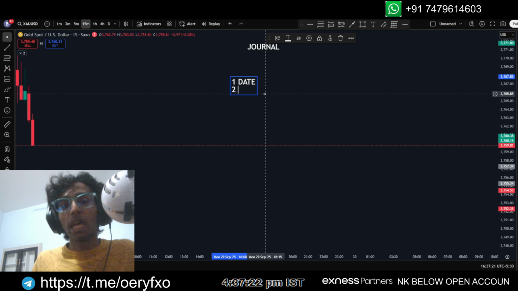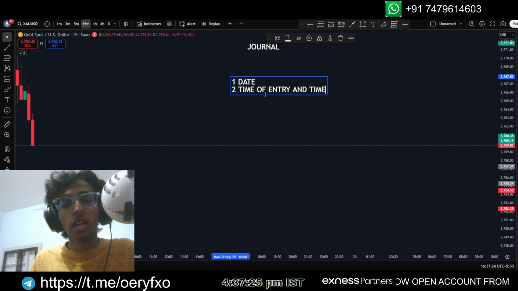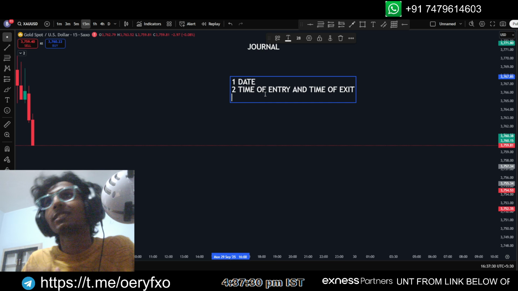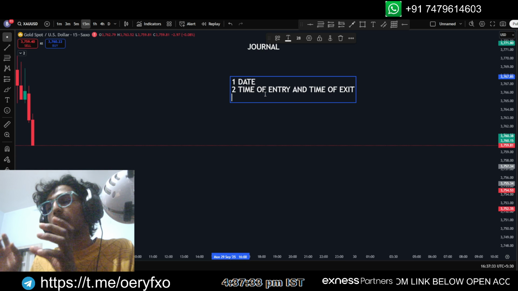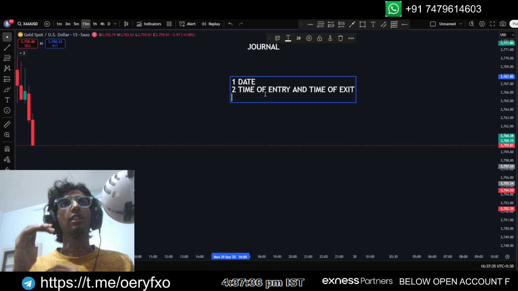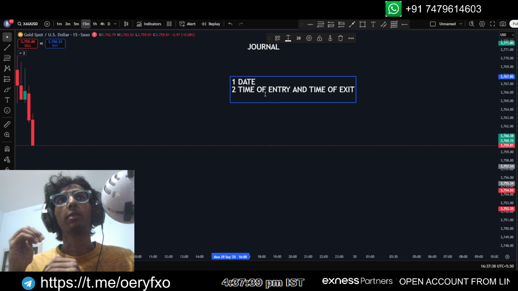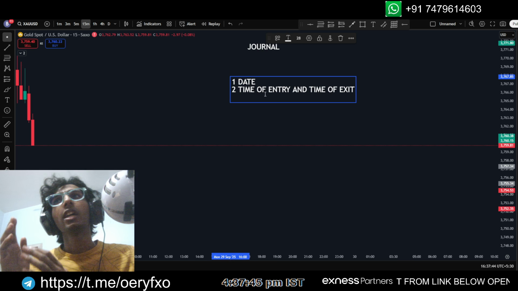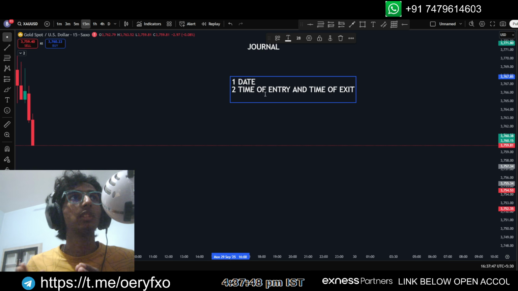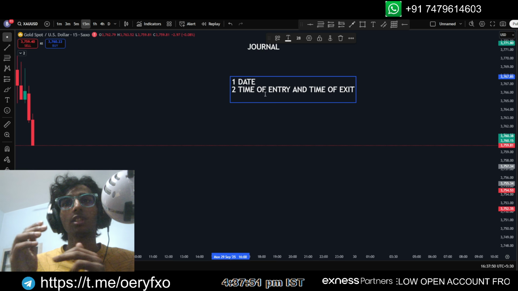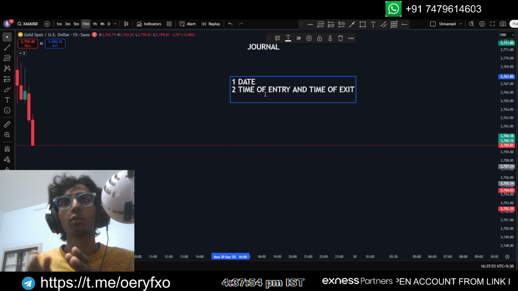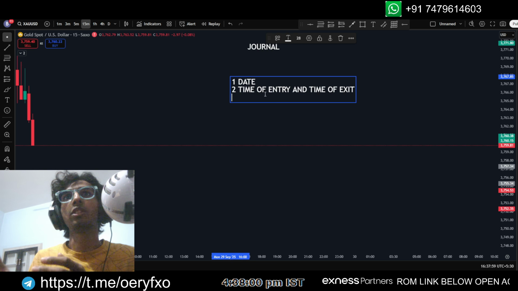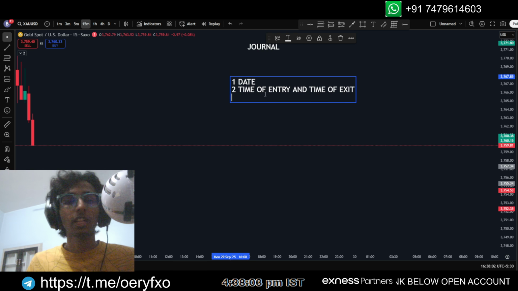Second, it'll be time of entry and time of exit. What can this be used for? This can be used for the sessions. After a certain number of trades, you can check if all the trades which are in profit you have taken in certain sessions. You can also check the news timing with this. You can just go back and see, okay, this was the news time, so I should have taken it, or whenever I take a trade because of news, it always hits my TP. So that's the second point.